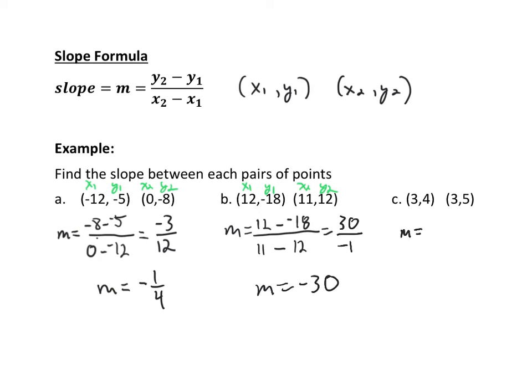Alright, last example, C. We want to find the slope for these points in C. Let's call this x1, y1, x2, y2. So what we have is y2, which is 5, minus y1, which is 4, over x2, which is 3, minus x1, which is 3. So 5 minus 4 gives us 1, but 3 minus 3 is 0. And we should notice, can you actually divide a number by 0? You cannot, so in this case, we say that this is undefined.